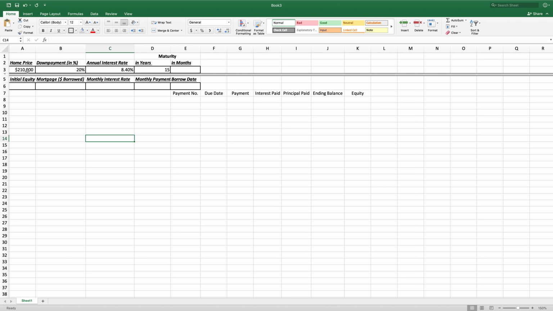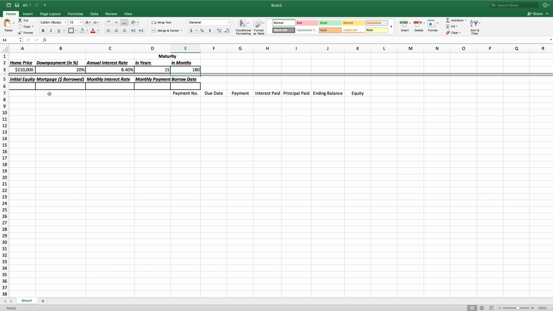Okay, so again, there's a $210,000 home. A down payment of 20% is made. The bank charges the family an 8.4% interest rate, and it's a 15-year mortgage. Because mortgage payments are made on a monthly basis, that means there's going to be 12 payments each year. And it's 15 years, so there's going to be a total of 180 payments, because it's over 180 months.